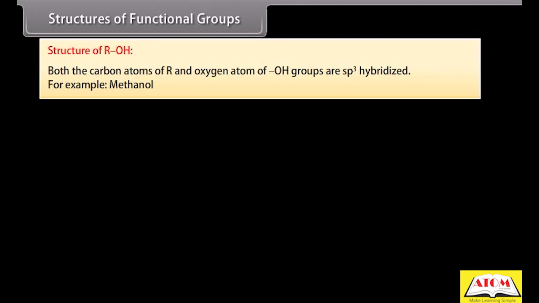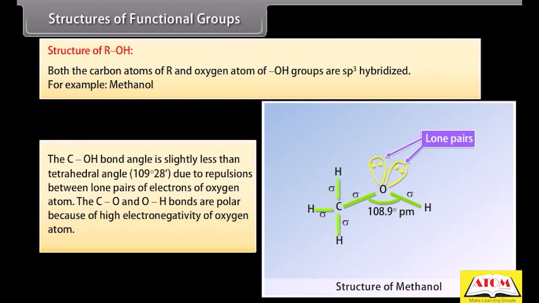Structures of functional groups. Structure of ROH. Both the carbon atom of alkyl group and oxygen atom of hydroxyl group are sp3 hybridized. For example, methanol. The C-O-H bond angle is slightly less than tetrahedral angle, that is 109 degrees 28 minutes, due to repulsions between lone pairs of electrons of oxygen atom. The C-O and O-H bonds are polar because of high electronegativity of oxygen atom.